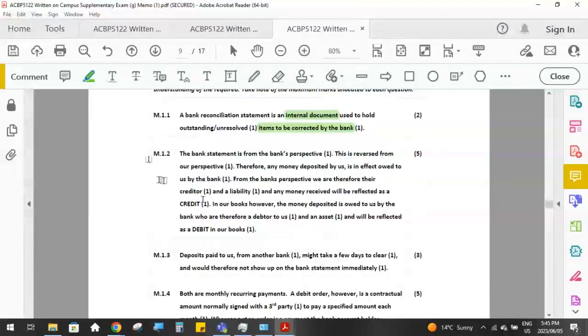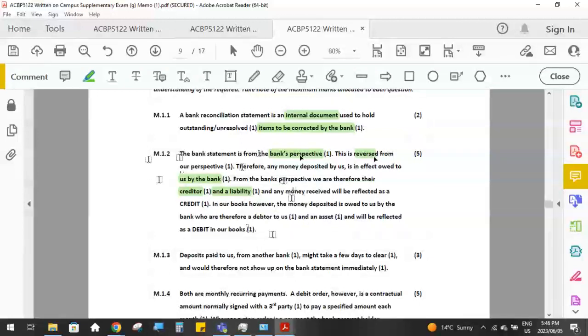So just have a look at this as an example. The bank statement is from the bank's perspective. In other words, it's recording what is in the bank's books, which is the mirror image or reversed from our perspective. It's the exact opposite. So therefore, money deposited by us is in effect owed to us by the bank. The bank owes us that money. So therefore, in the bank's books, we are a liability and we reflect as a creditor, and so on and so forth. So you can see you really have to give a complete explanation.